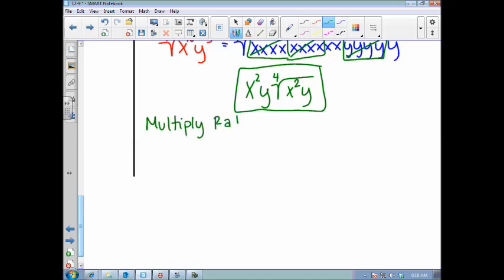All right, last section and we're done. We're going to multiply radicals. Okay, we have cube root of 4 times the cube root of 16. Write it down, please. Cube root of 4 times the cube root of 16.